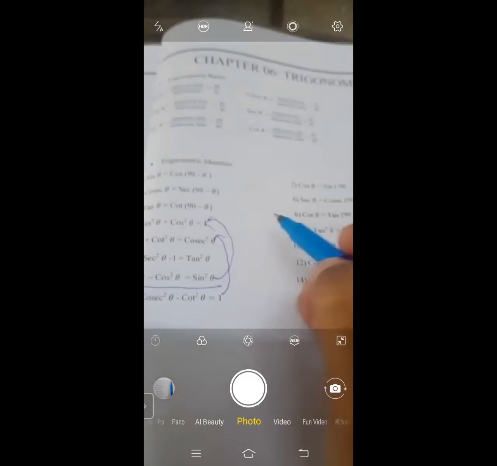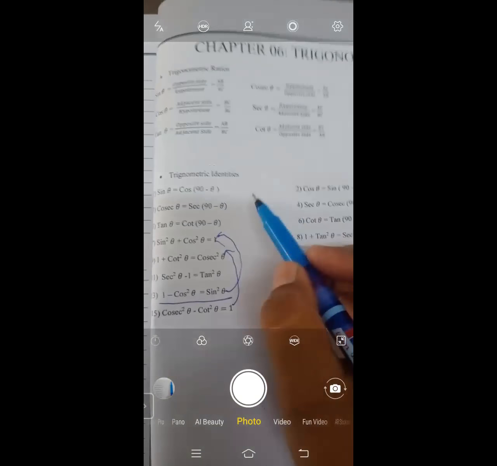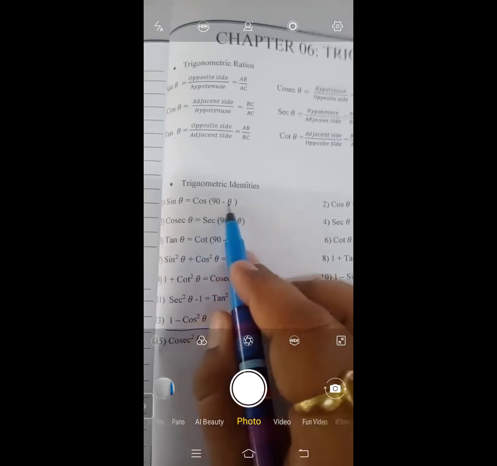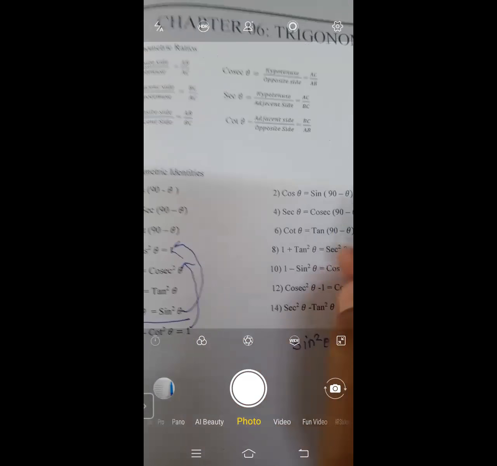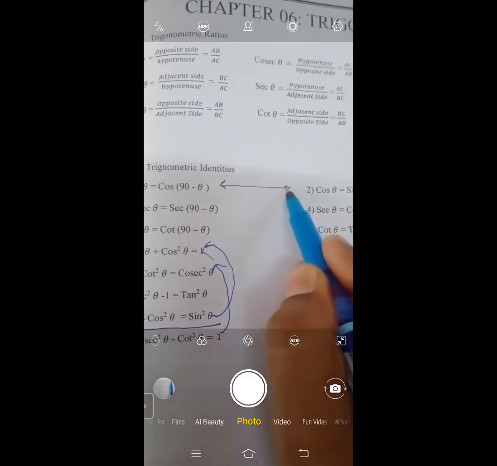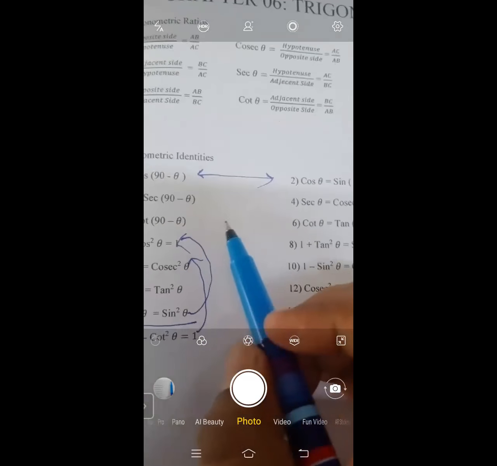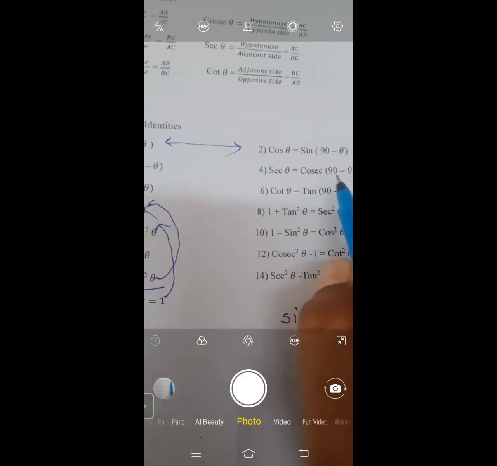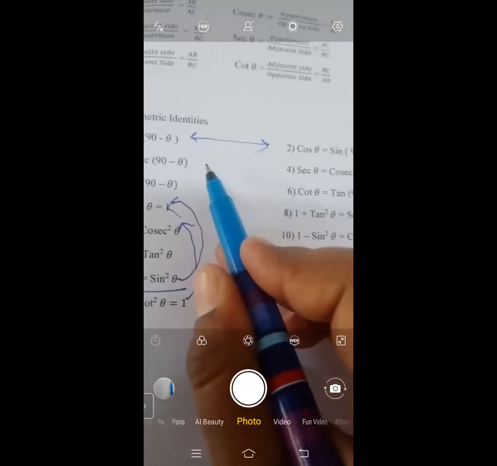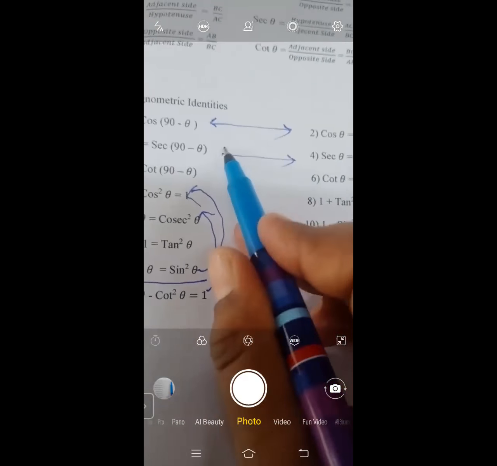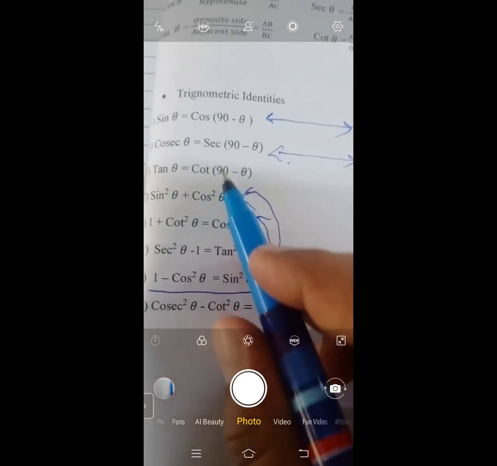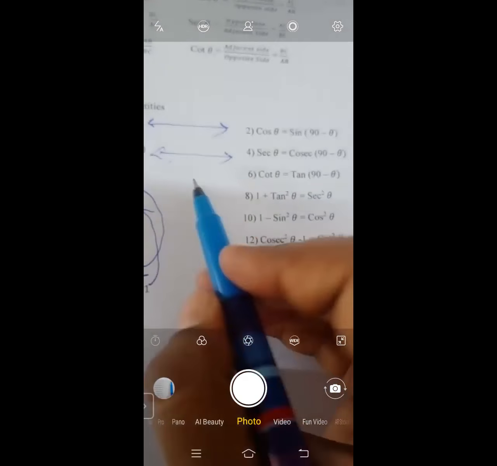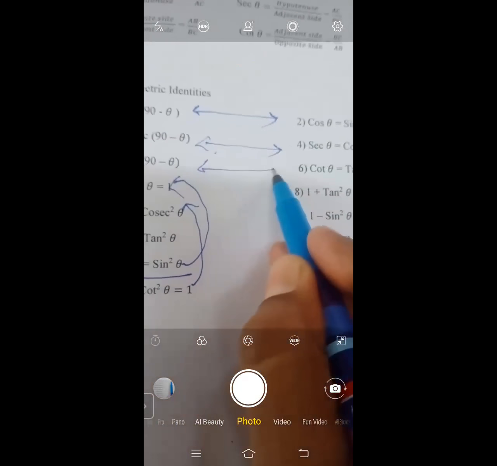So no need to remember these two things separately. Again, now these two ratios, you can see sin theta is equal to cos 90 minus theta. So cos theta is equal to sin 90 minus theta. Vice versa, only the complementary angles are getting changed. Cosec theta is equal to sec 90 minus theta, then sec theta equals cosec 90 minus theta. Tan theta is equal to cot 90 minus theta. Cot theta is equal to tan 90 minus theta.